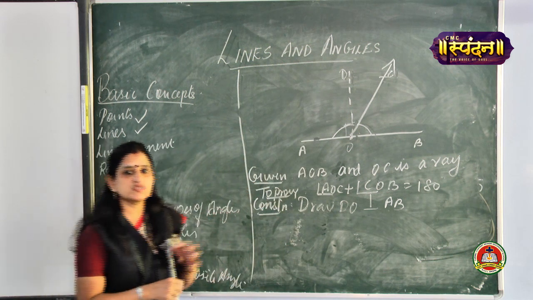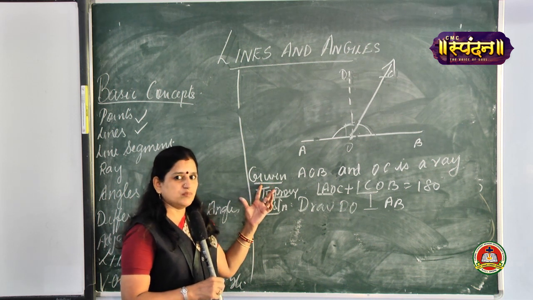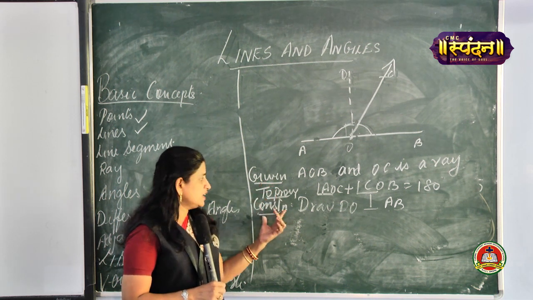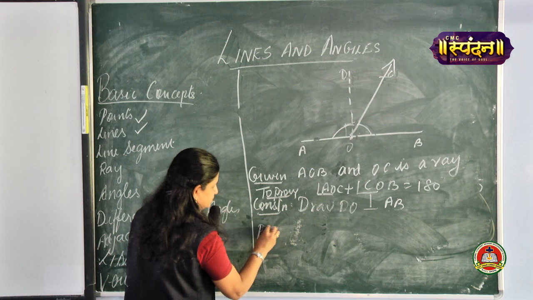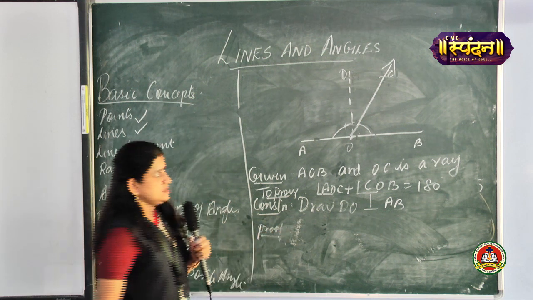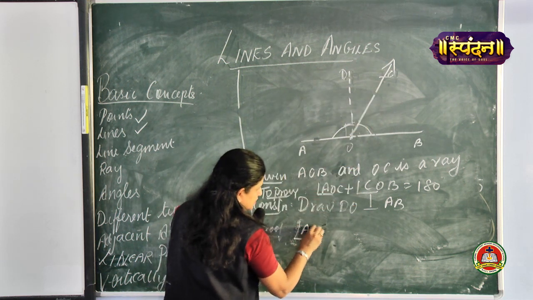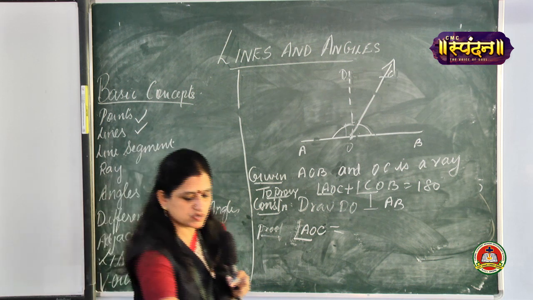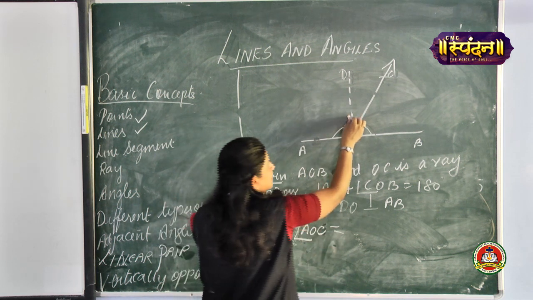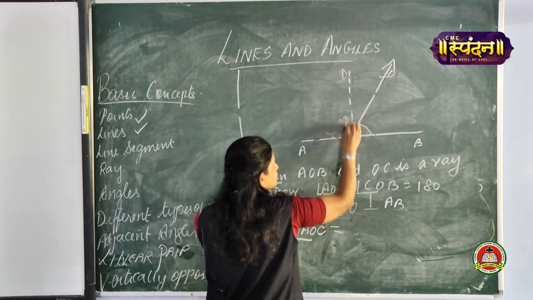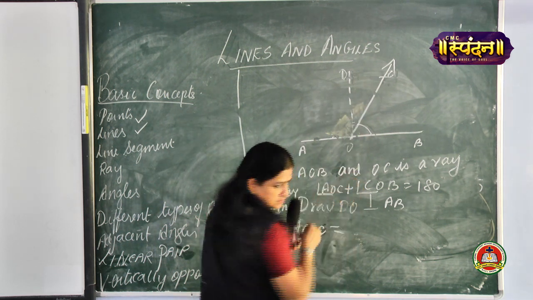So for all the sums in geometry, these three steps should be there. First one, given, whatever is given you will be writing as given. Next, to prove. Next, if you are doing any construction, you will be writing construction. Next comes the proof. So first I am going to write this angle AOC. If I am going to write this angle AOC, you are able to observe this angle AOC is split as AOD and another angle DOC.